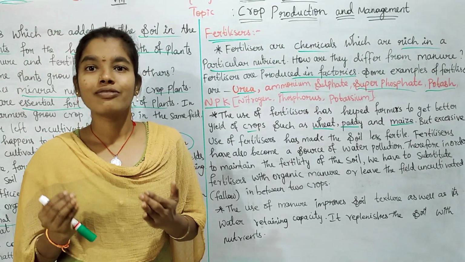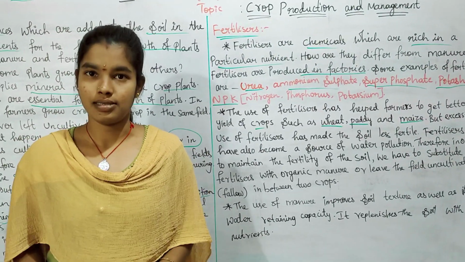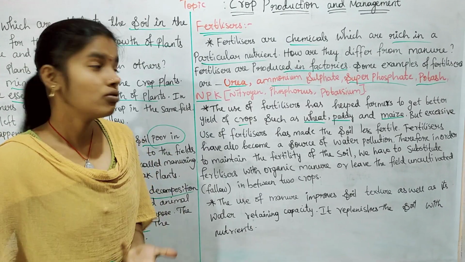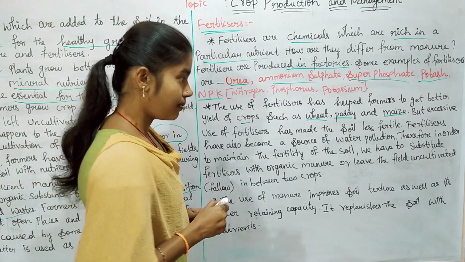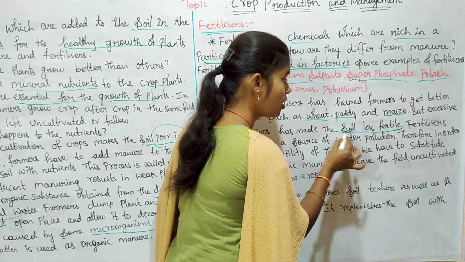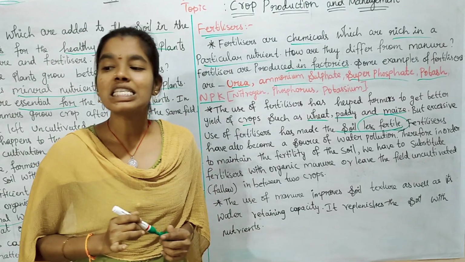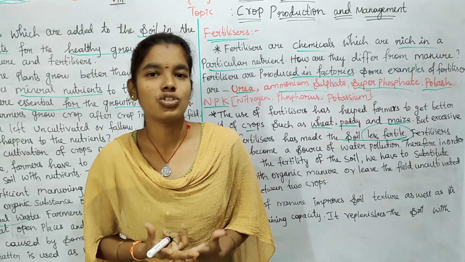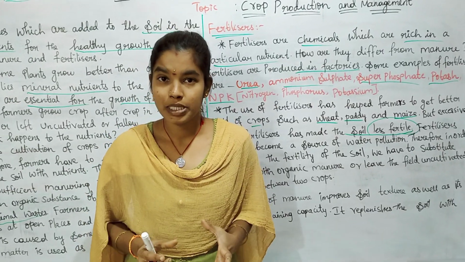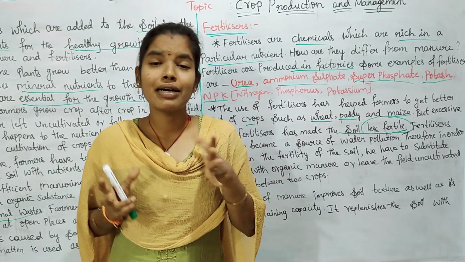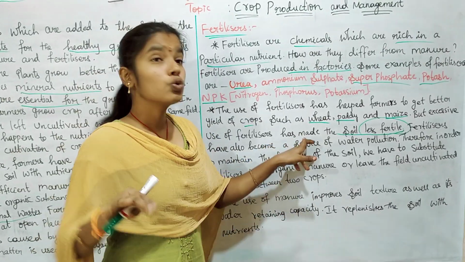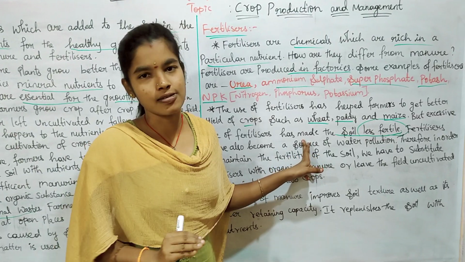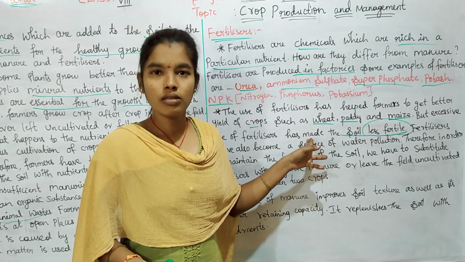But some disadvantages are also there. If you use excessive fertilizers, that will make the soil less fertile. Fertile means capable of producing abundant vegetation or crops. But if you use more fertilizers, that particular land becomes less fertile, so it will produce fewer crops.